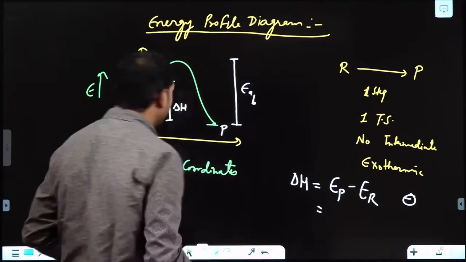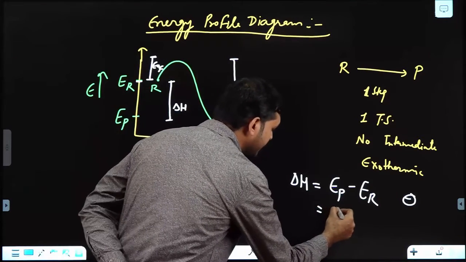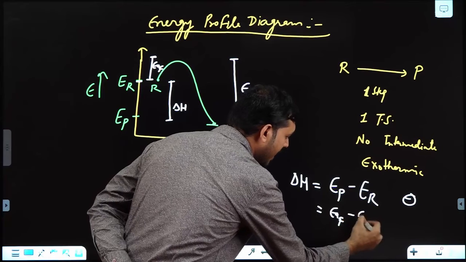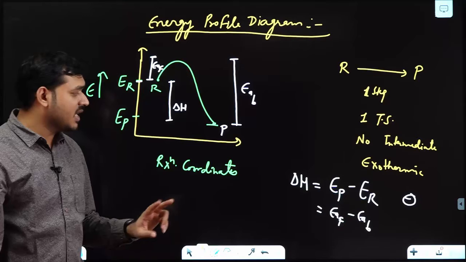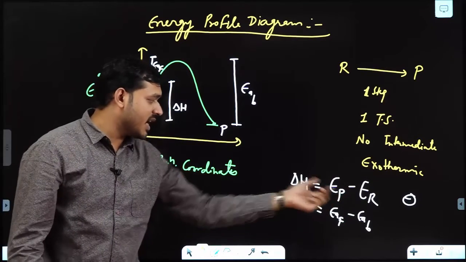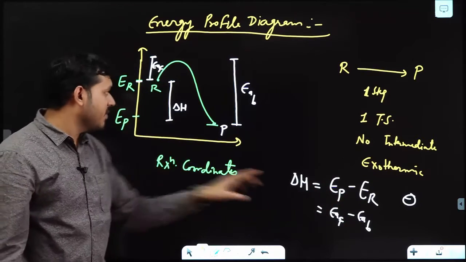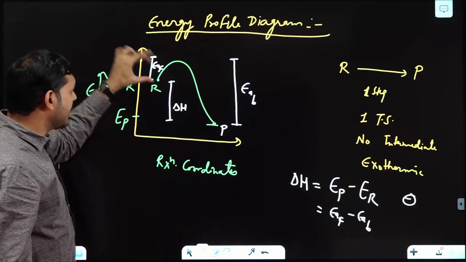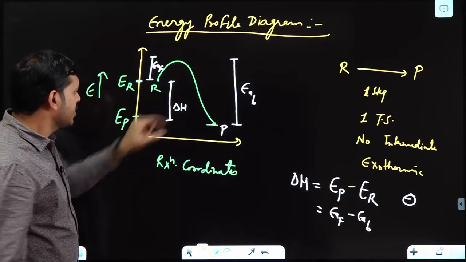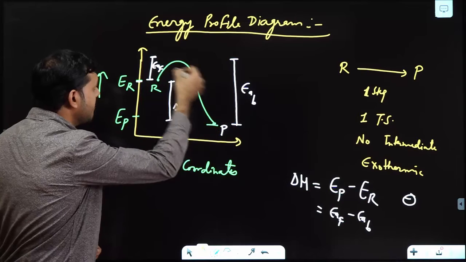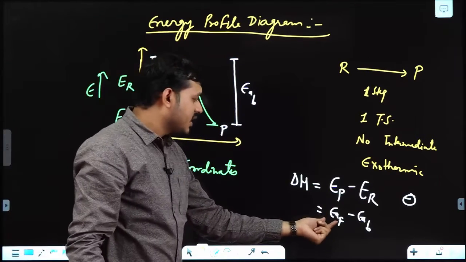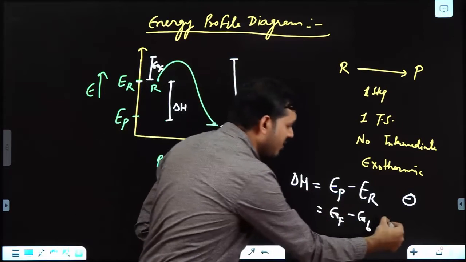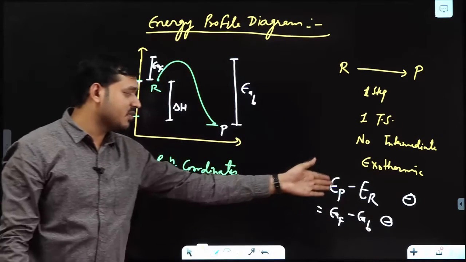Also, we can understand this as EAF minus EAB always. So you are having two formulas to calculate this, EP minus ER or EAF minus EAB. See, EAF is this part and EAB is whole part. So EAF minus EAB, this part will be delta H, and the sign, smaller value minus larger value, it will be negative. So you can understand from this one or this one.